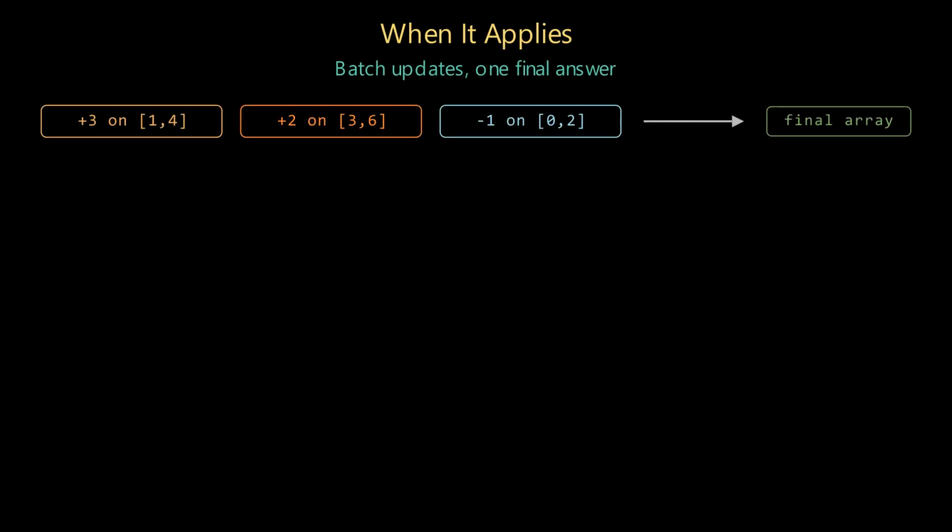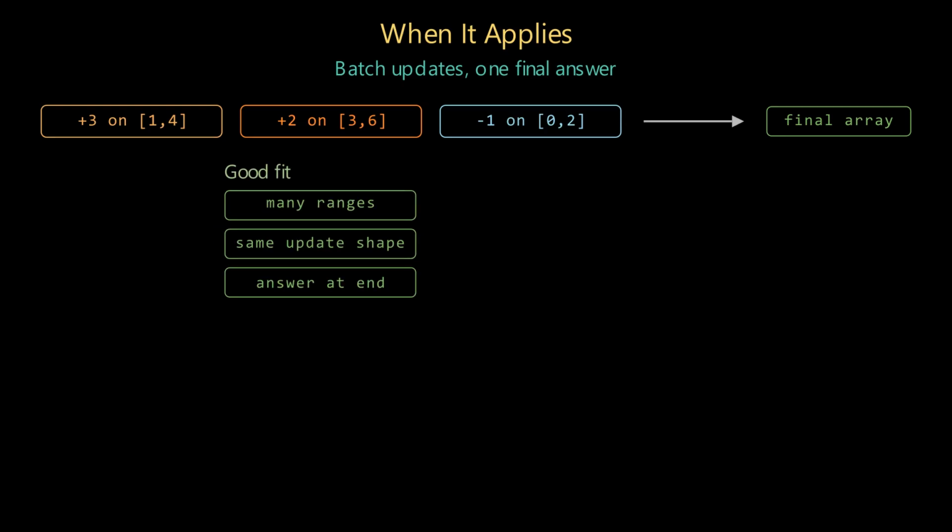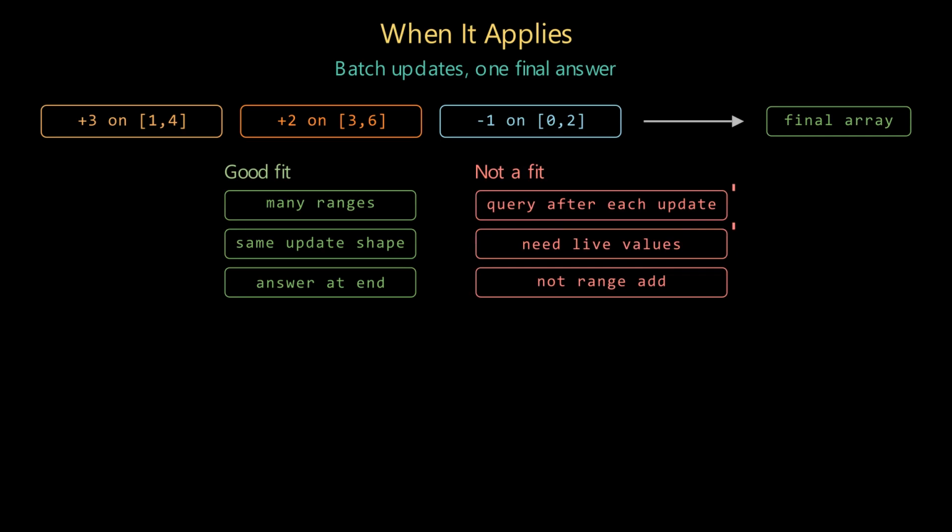Difference arrays are a great fit when updates come in batches. You apply many range updates first, then build the final array once. They are especially useful when every update has the same shape: add a value to every index from L through R. They are not the right tool when you need the current answer after every update. Then doing a full sweep each time would be too slow. So the short rule is, use a difference array for offline range updates and one final reconstruction.